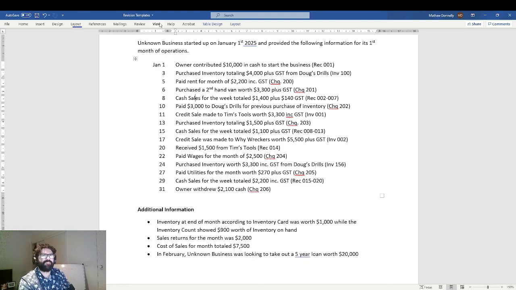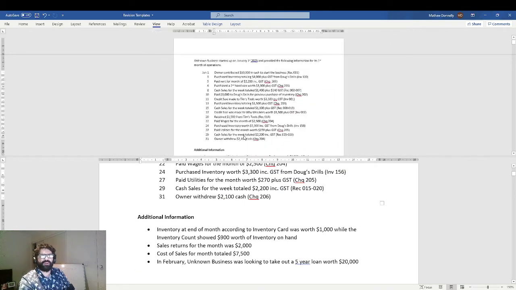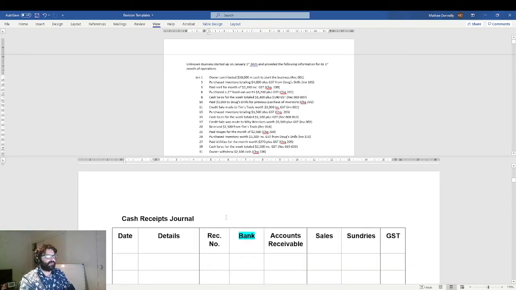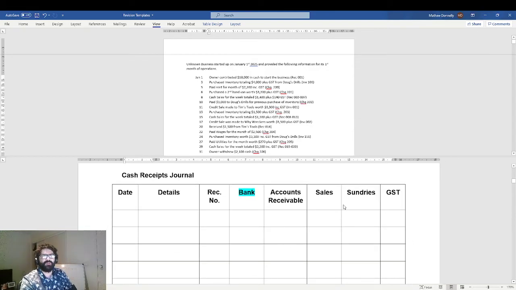So let's get a split up. All right, so we're going to try and get this on one page. All right, that's all on one page. Let's make this a touch bigger. Okay, that looks good. All right, so on January 1st, the owner contributed $10,000 in cash to start the business, receipt 001.